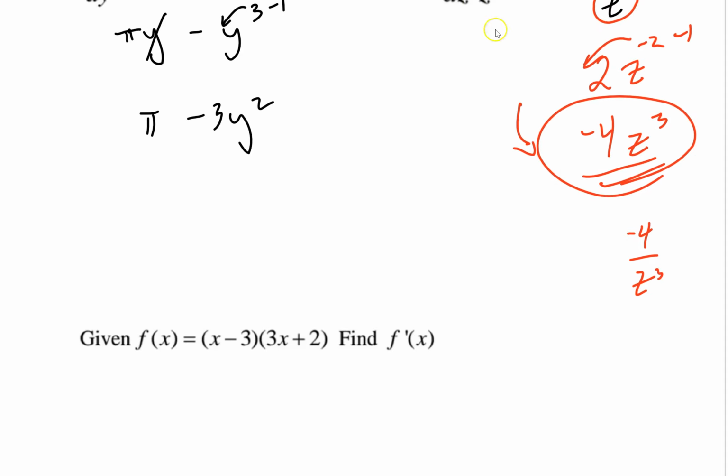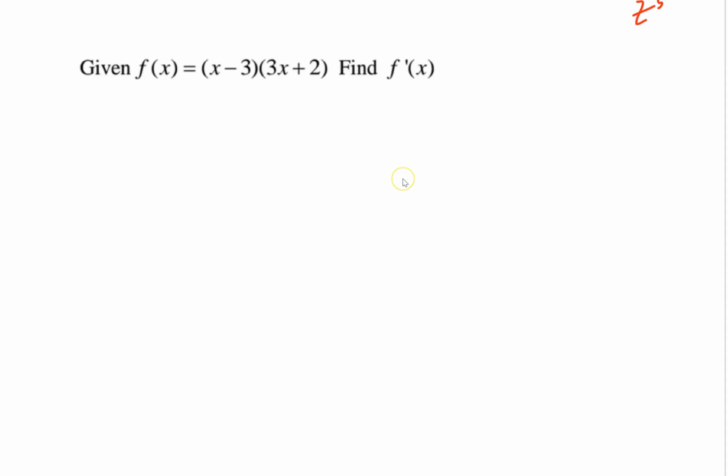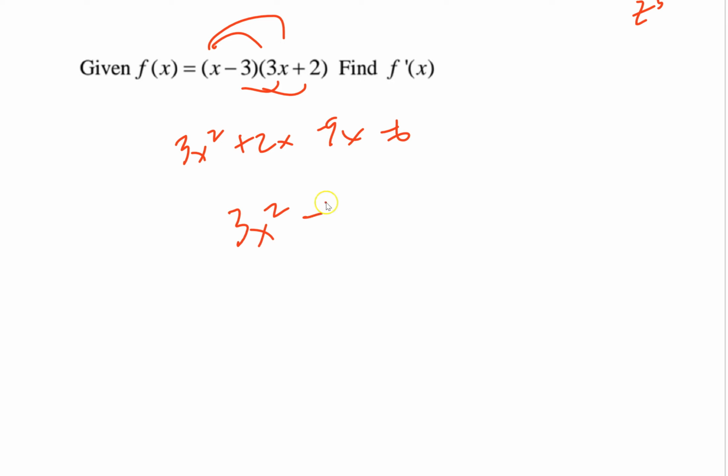Wait, negative 3 I said. Okay, close enough. Okay, this one, we talked about this one a little earlier. If I have this, the only way we know how to do it right now is to distribute and then take a derivative. So do some algebra first: 3x squared plus 2x minus 9x minus 6. So 3x squared minus 7x minus 6. Again, I just did some algebra.